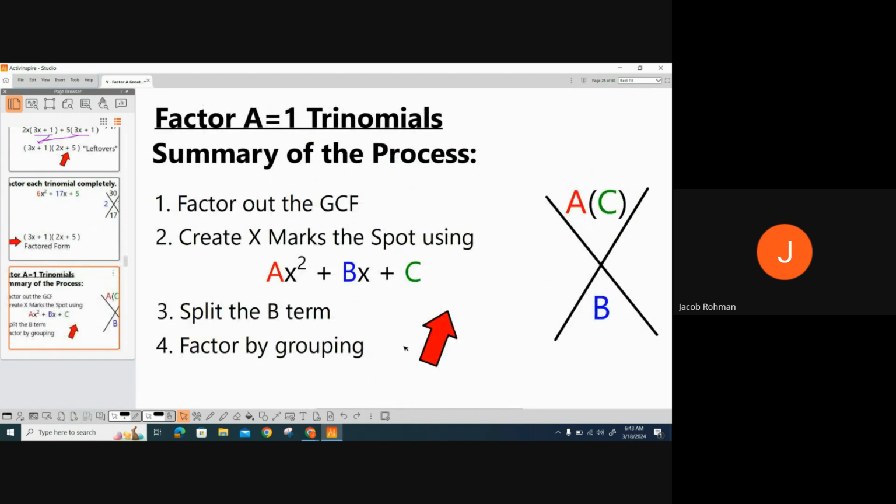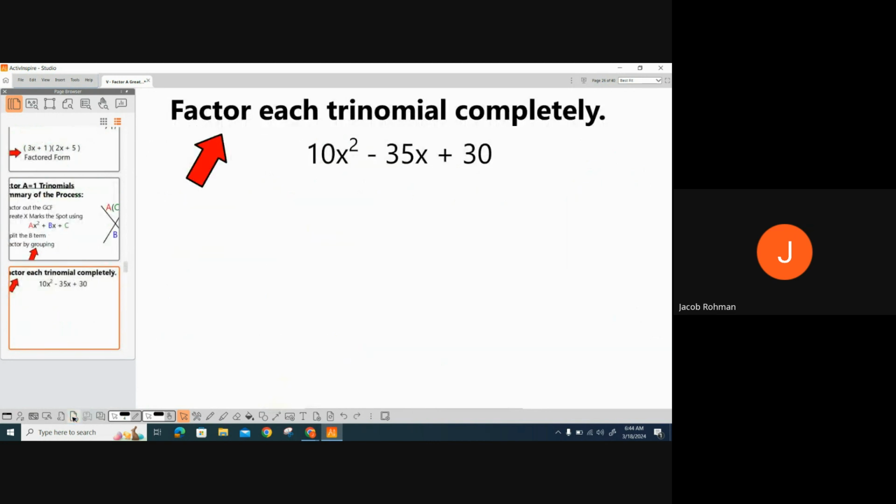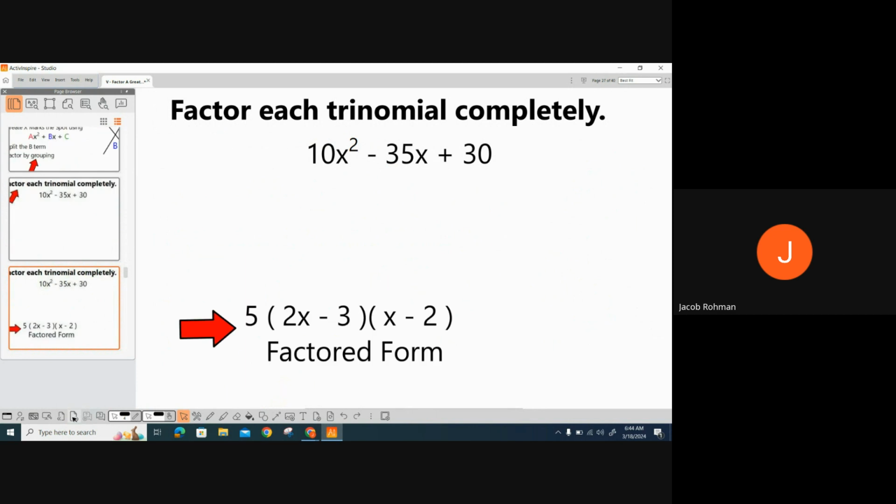So again, reviewing that process, we start by factoring out the GCF. Number 2, create x marks the spot using a times c at the top and b at the bottom. Number 3, we split the b term. And number 4, we factor by grouping. So let's look at another example here. And our final result in factored form is going to look like this.